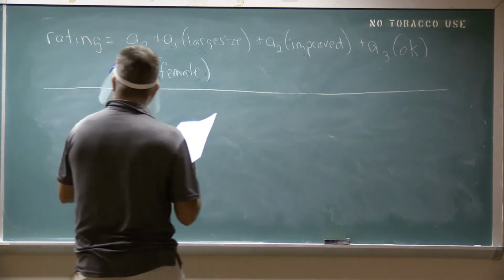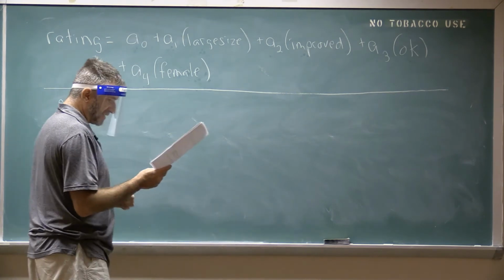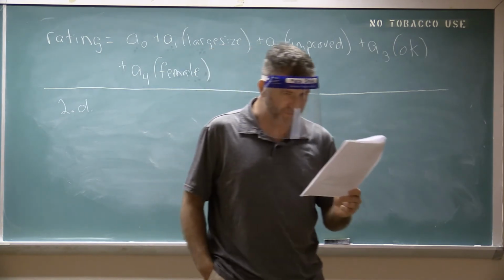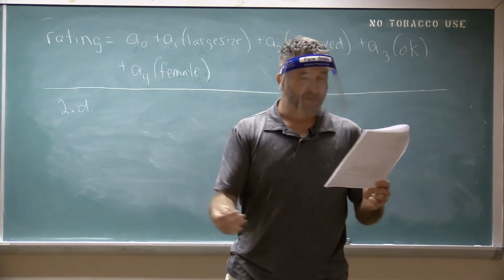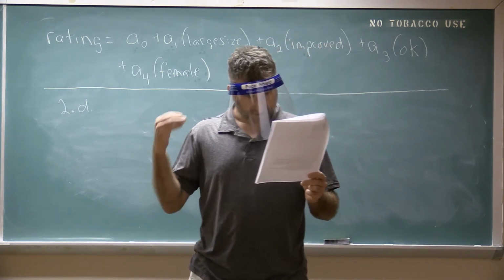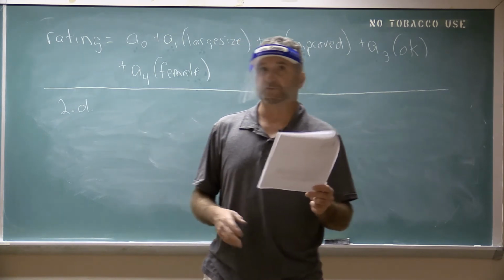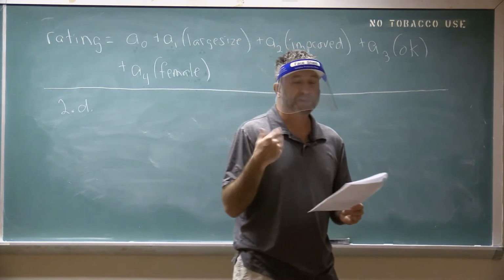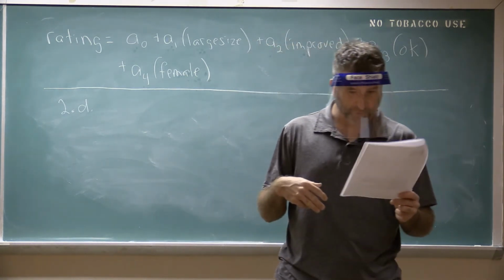2-point D. Now suppose large size equals Oklahoma equals female equals 0. So we're back to small pecans. They're not produced in Oklahoma. We're still talking about a male, but now improved equals 1. So now we're not talking about natives anymore. We're talking about improved varieties.